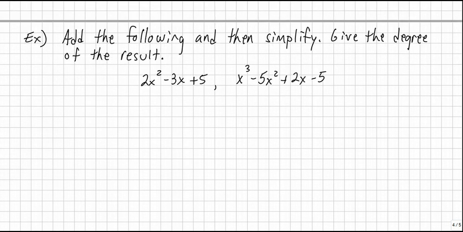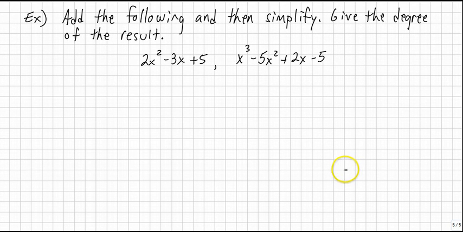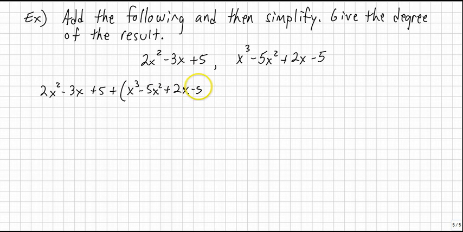All right, let's try another one. So let's add these two polynomials, simplify it, and give the degree of what we get. So we'll take 2x squared minus 3x plus 5, and we'll add to it the second one, x to the third minus 5x squared plus 2x minus 5.